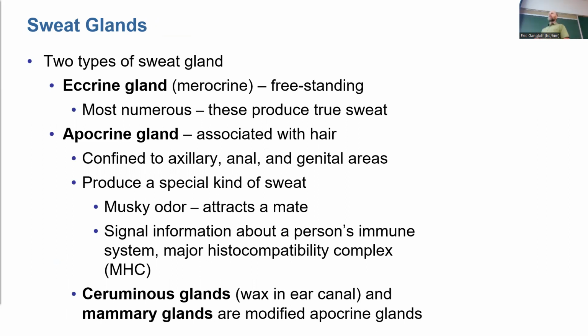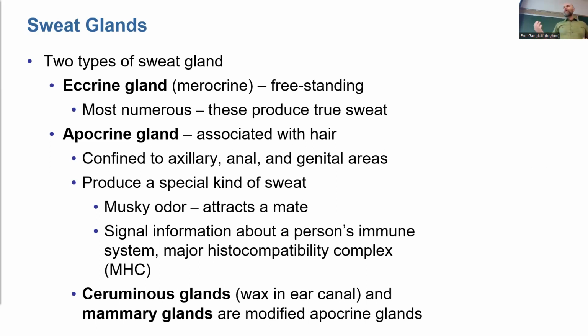We also have something called an apocrine gland, and these are associated with hairs, and they are confined to the axillary, anal, and genital areas. So they're associated with pubic hairs, right? And they produce not this regular sweat that's important for evaporative cooling, because those aren't really places where there's going to be a lot of evaporative cooling, but rather they produce a kind of sweat responsible for producing a musky odor that is thought to play an important role in mate attraction. And actually it has been shown to play a very important role in mate attraction.